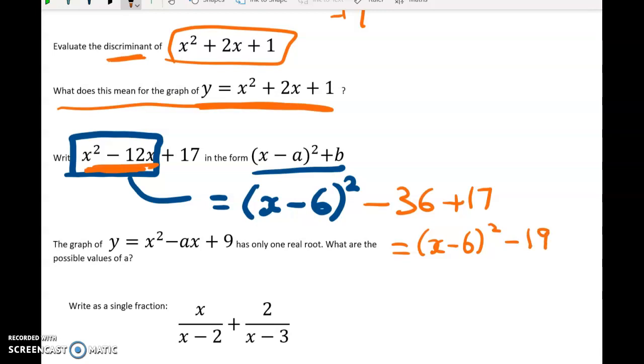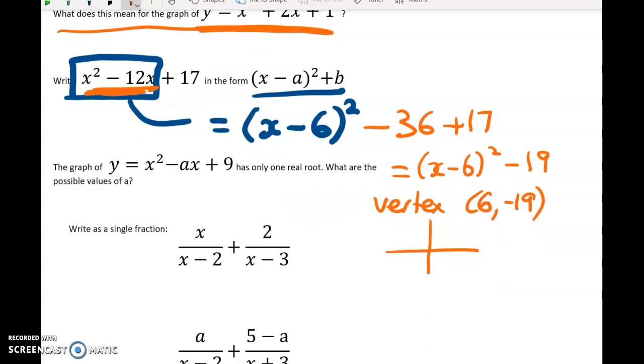And if we were doing some graphing work with this, that would tell me that the vertex of the parabola is at (6, -19). Okay, so somewhere way down here. So that's what it would look like.